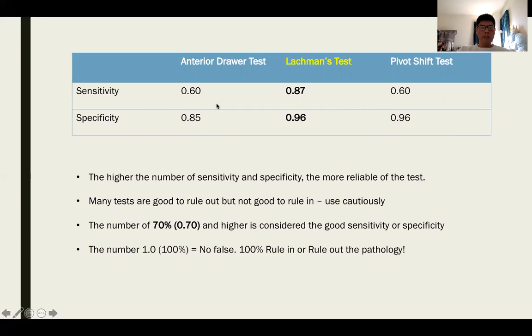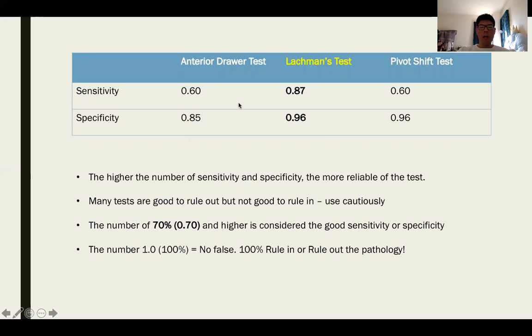Also, we can see these tests have very high numbers for specificity, which means it's a very good test to rule out the pathology. But the anterior drawer only has 0.6 here. It still looks good, but compared with the Lachman, it's a little bit lower. A number of 70% or higher is considered good sensitivity or specificity. That's how we use these numbers.